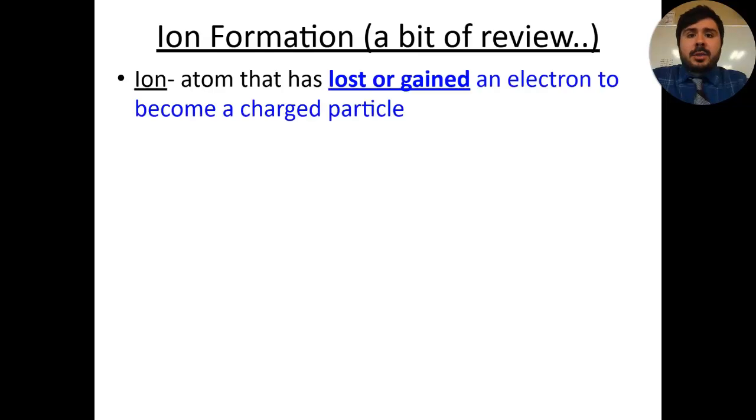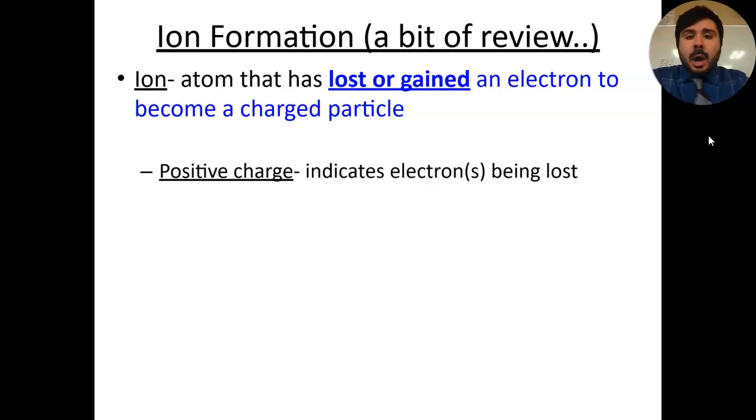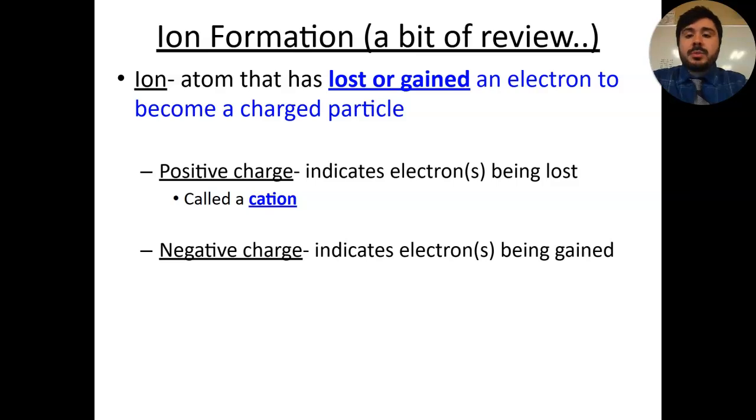Now, ion formation. Okay, a little bit of review here. An ion, if we remember, is an atom that has either gained or lost an electron to become a charged particle. And there are two different kinds, right? If you're losing electrons, you're becoming a positive ion. These positive ions are called cations, and that indicates an electron being lost. And then when it comes to negative ions, these negatively charged ions indicate electrons being gained, and these are called anions.